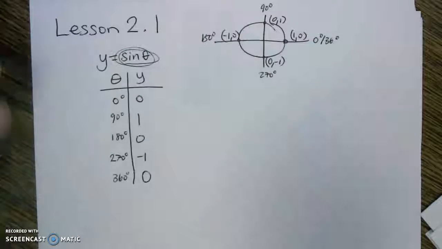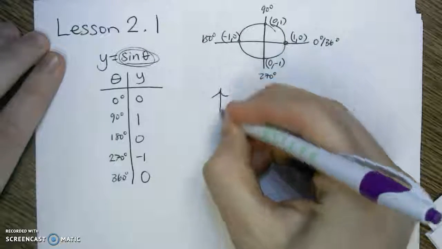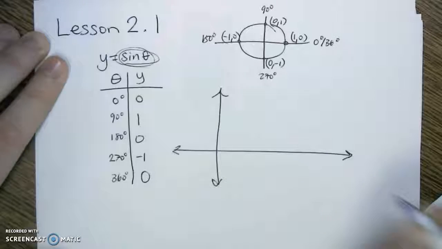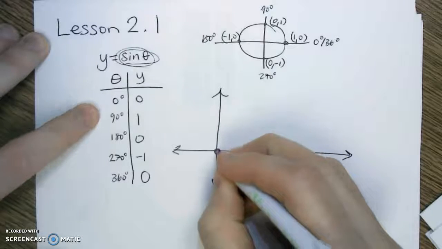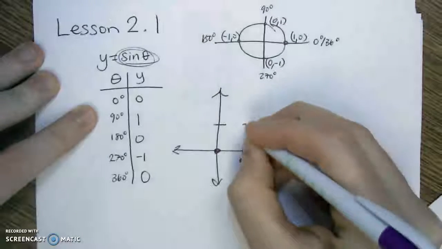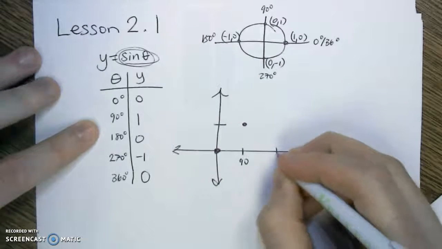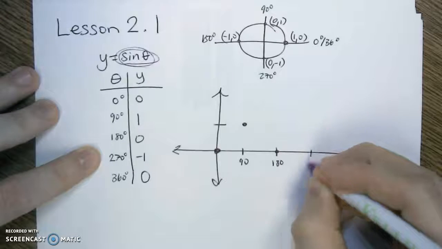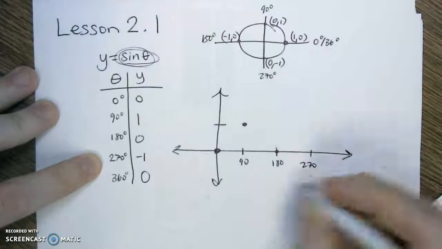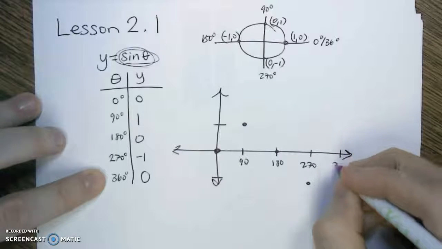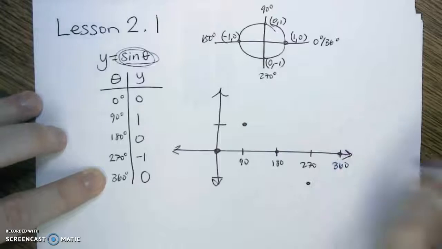So now we're going to take our table and we're going to plot those points on an xy coordinate system. So we've got a point at 0, 0. 90 degrees is at 1. We've got 180 degrees is at 0. 270 degrees is at negative 1. And 360 is at 0.